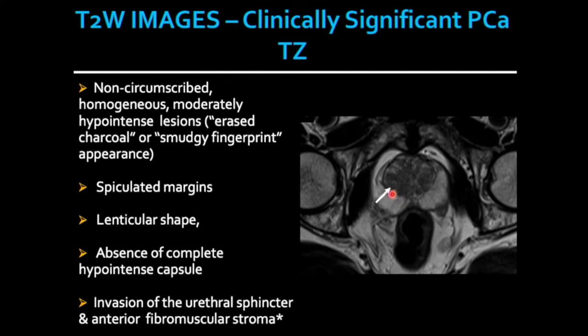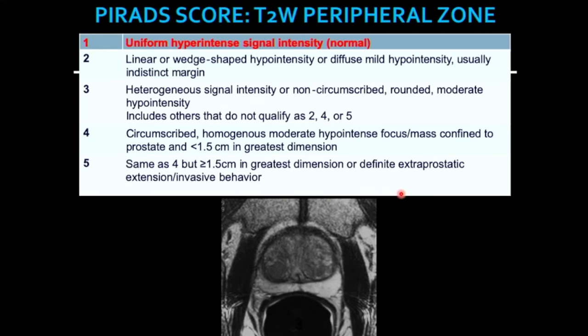If you see spiculated margins or a lenticular, biconvex shape, or the capsule is eroded or absent at some point, or if there is invasion of the urethral sphincter or the anterior fibromuscular stroma, any of these or multiple of them, the more features that are present, the higher the likelihood of a clinically significant cancer. So let's come to the scoring. There is a separate way to score the peripheral zone.